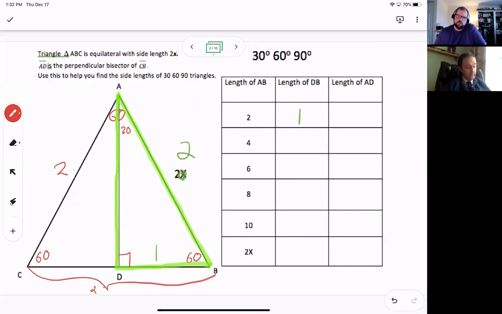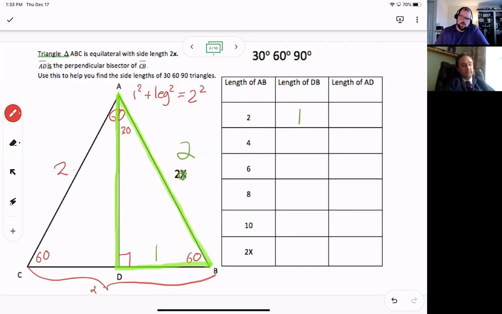So we got to do the Pythagorean theorem for AD. Ooh, this is kind of tricky. Yeah, because we don't know the leg. So we got to set it up different. We got to think about it. So could we say that this is like leg squared, 1 squared plus the other leg squared is equal to 2 squared?